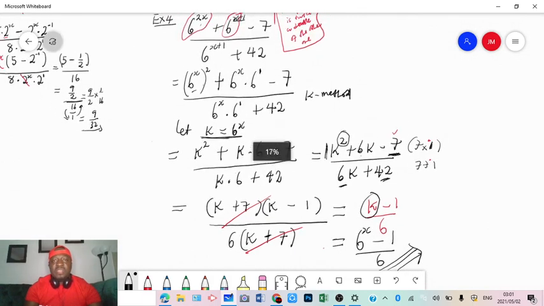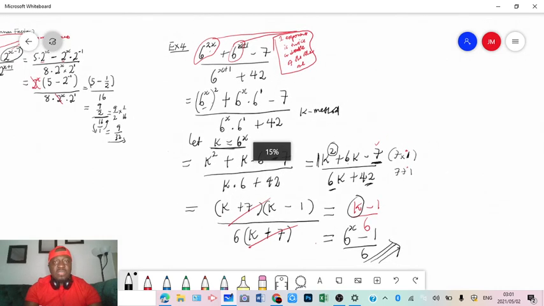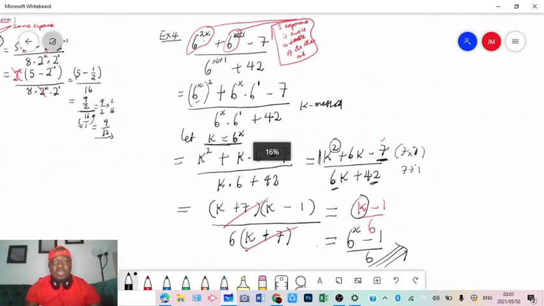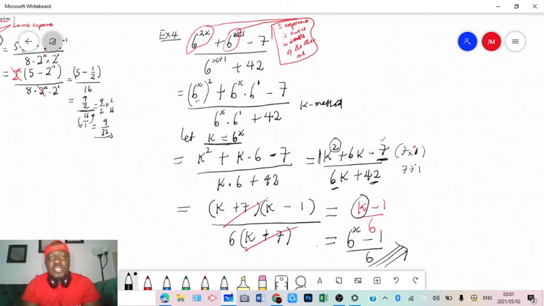I hope I made sense with this type of question. This is a typical grade 10 question which has a combination of two topics: your exponential expression, and along with that you ended up applying factorization in getting your answer to the simplest form.